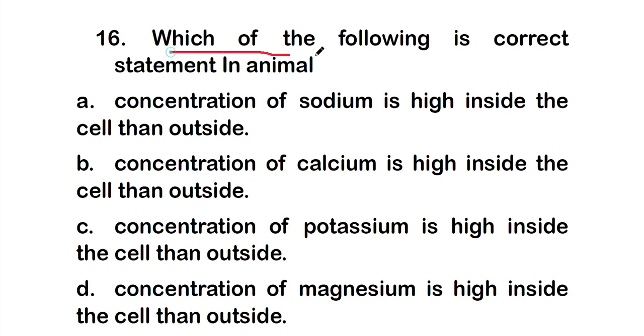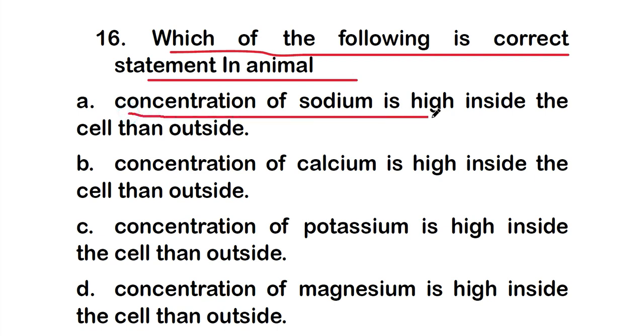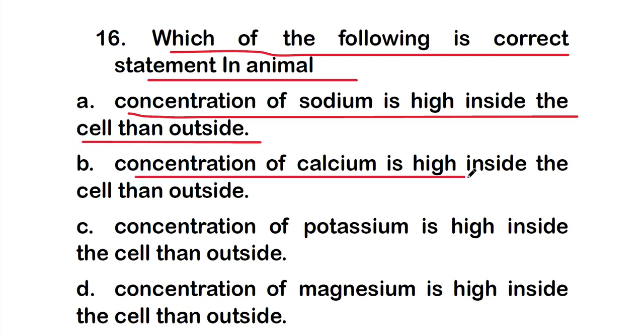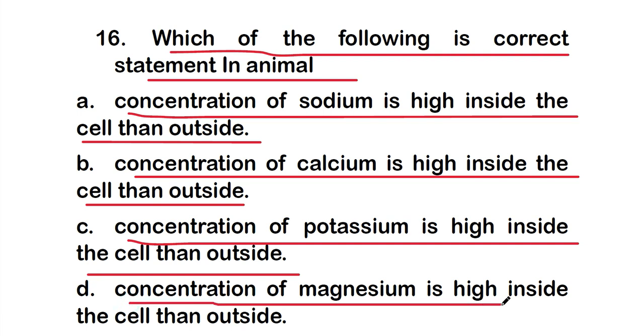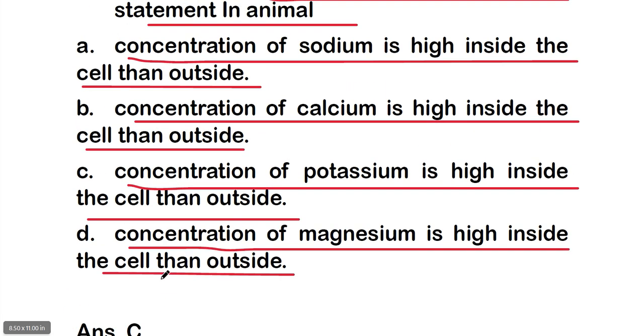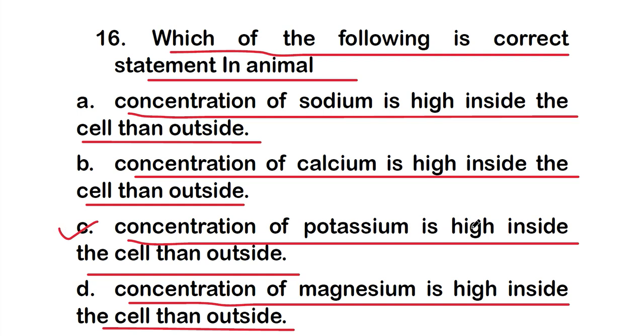That is, which of the following is a correct statement in animals? And options are: option A, concentration of sodium is high inside the cell than outside; or option B, concentration of calcium is high inside the cell than outside; or option C, concentration of potassium is high inside the cell than the outside; or option D, concentration of magnesium is high inside the cell than outside. So the right one is option C, that is, concentration of potassium is high inside the cell than outside. That is the correct statement in animals.